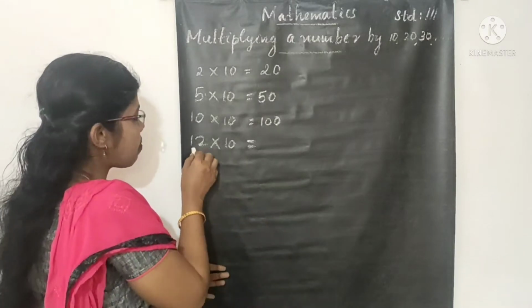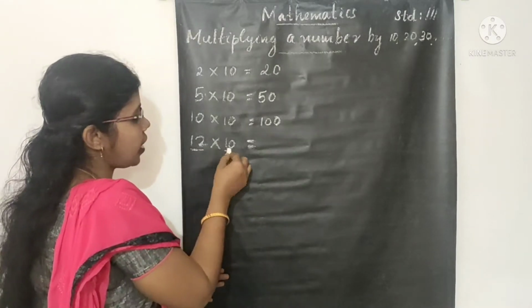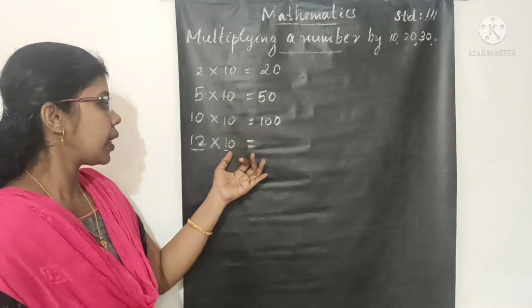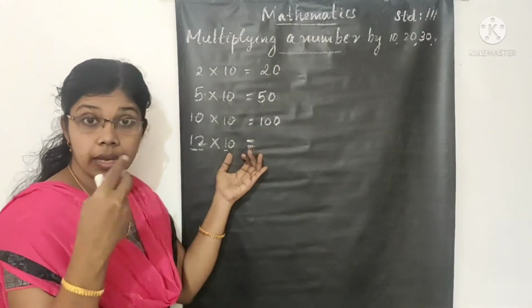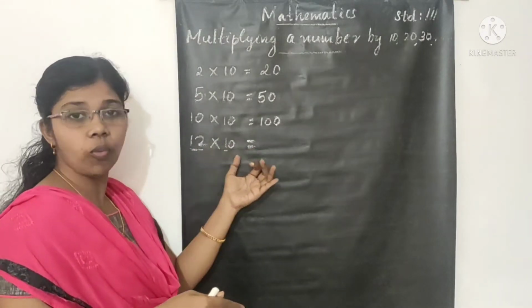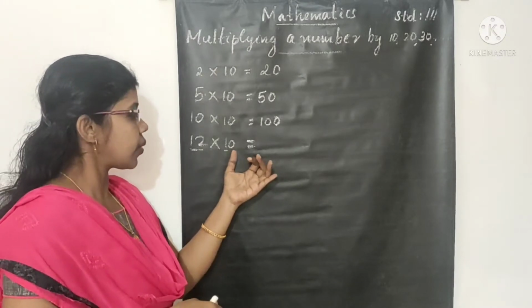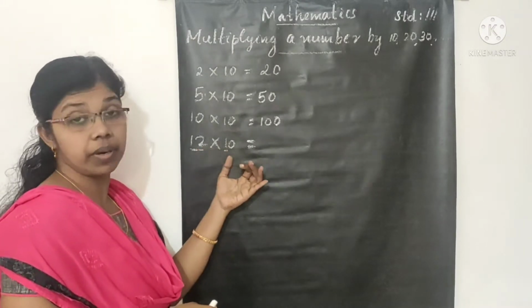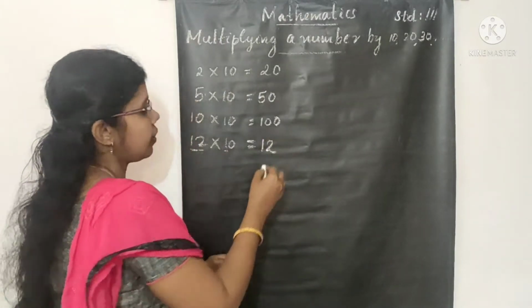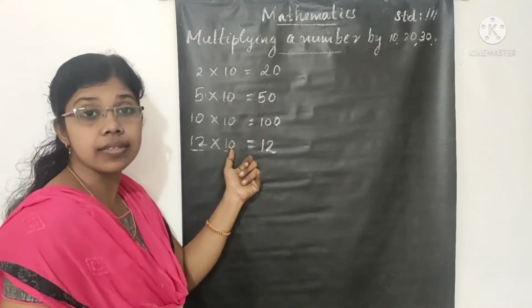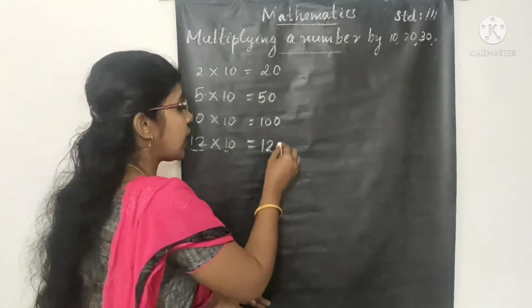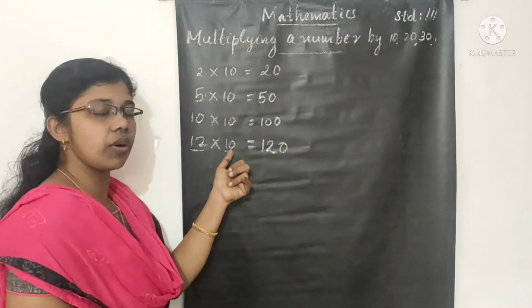Here simply multiply 12 and 1. Here multiply with these numbers only, avoid this 0. Avoid the 0, multiply only the numbers. So 12 into 1 is equal to 12. Then at last put that 0. Last means what? Right side of the number. On the right side of the number we put that 0. How many zeros here? Only 1 zero.